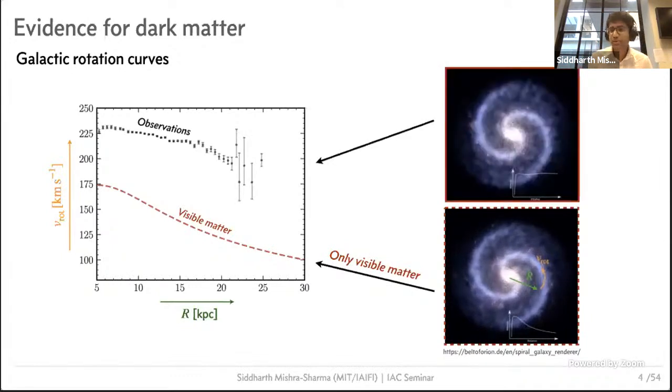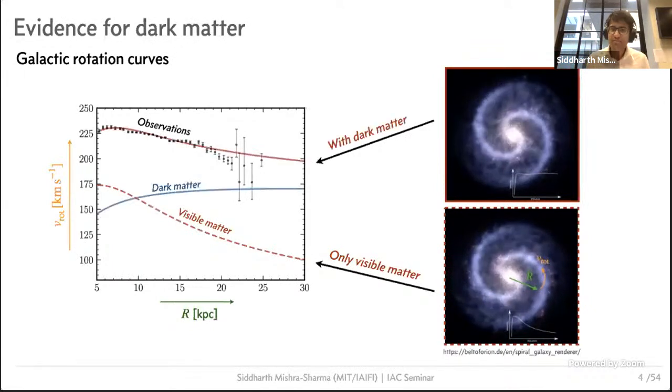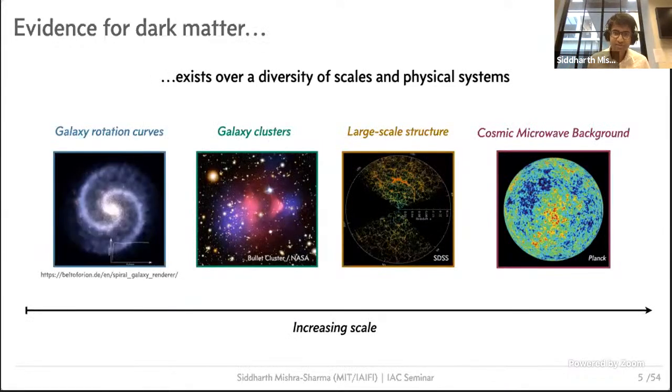The actual observation pointed to a much higher rotational velocity than what you'd expect with just the visible matter. So this led to proposing a new form of matter, dark matter, which interacts gravitationally. So it affects how these stars move, but we don't see it, so it doesn't interact with electromagnetism. Since then, there's been an accumulation of a large amount of evidence across different systems and different scales for dark matter, in addition to rotation curves. The physics of merging galaxy clusters, the distribution of matter on large scales, and the spectral fluctuations of the CMB are just some examples of evidence for dark matter.